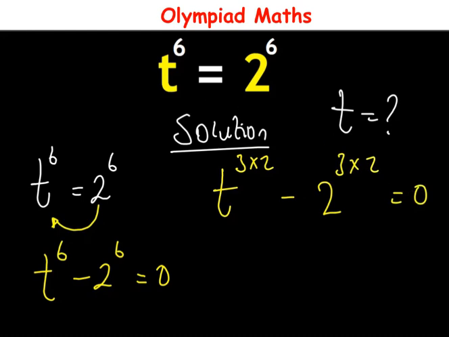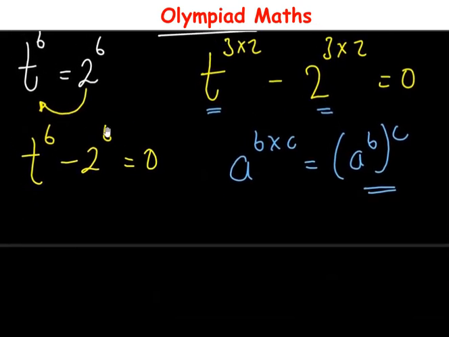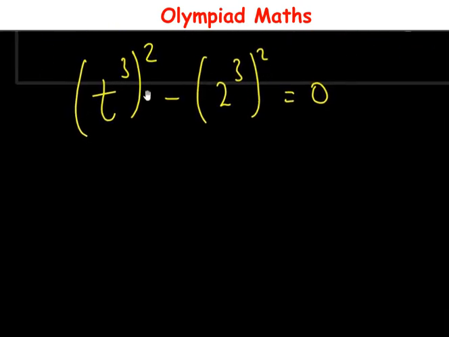to 0. With this, applying this rule of indices, that if you have a raised to power b times c, this equals in brackets a raised to power b, all raised to power c. Applying this rule right here and here also, what we have is in brackets t raised to power 3, all raised to power 2, minus in brackets 2 raised to power 3, all raised to power 2, is equal to 0. So from here we have difference of two squares.